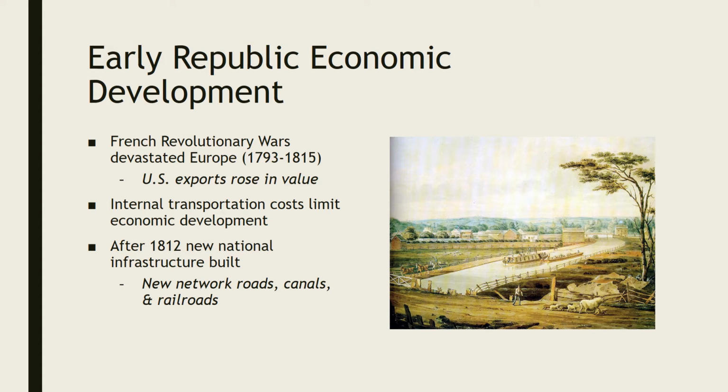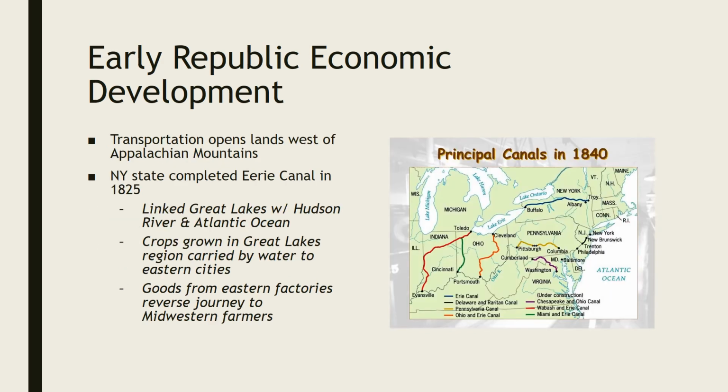Now, at the time, internal transportation costs really limited the economic development, how far we could go with this. There's a demand, but we don't really have the means of getting crops grown, say in Illinois or Ohio or someplace further west, out to Europe. How do we do that efficiently? Well, after 1812, after the War of 1812 ends, a new national infrastructure was built, new networks of roads, canals, and railroads, which are going to help facilitate this shift in the market revolution.